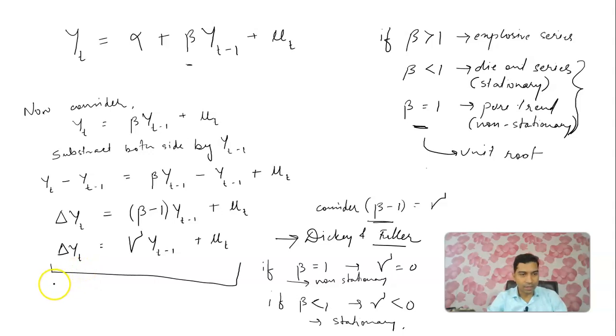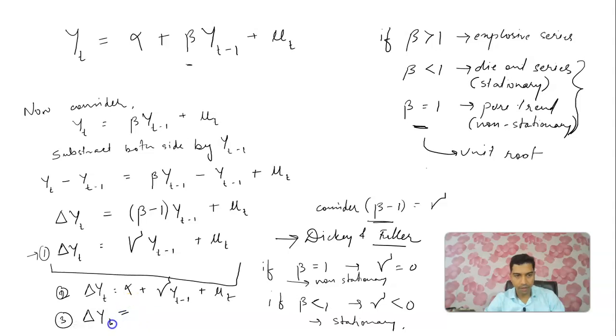But now this equation has three different aspects to it. Number one, this equation, which has no intercept or no drift. Number two, a modified version of this: change in yt is equal to alpha plus gamma yt minus 1 plus mu t. That is the second variation.